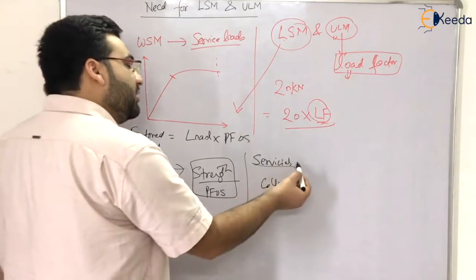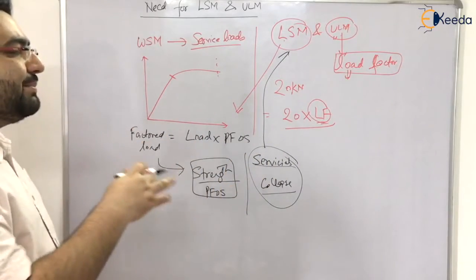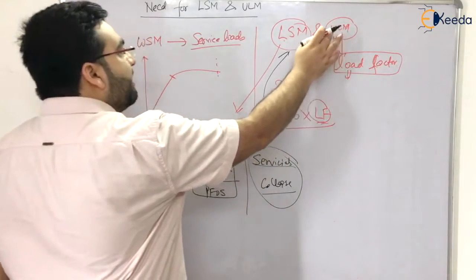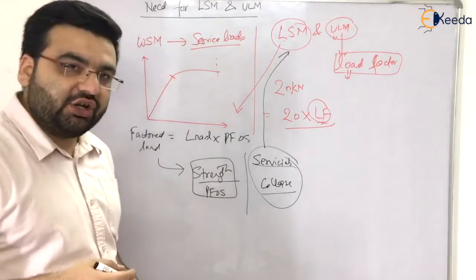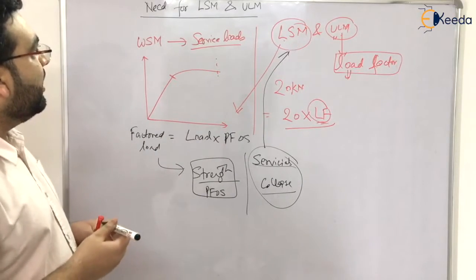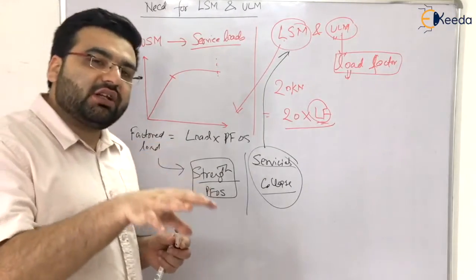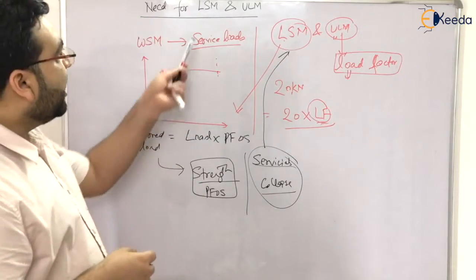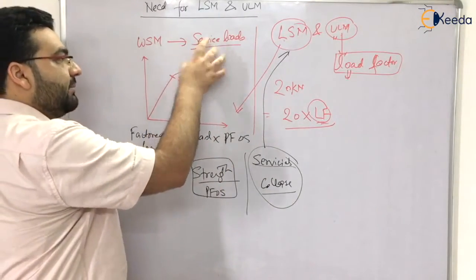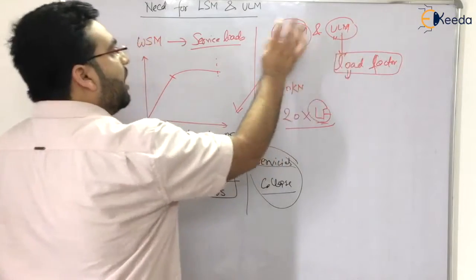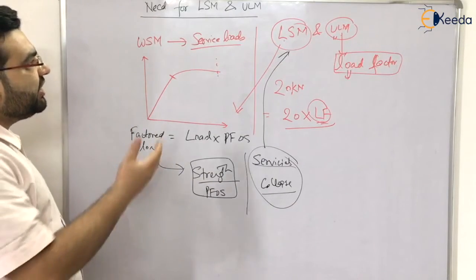Nowadays we are using LSM only because it is a very advanced method. Every factor has been taken into consideration. In ULM and WSM, not all the factors were taken into consideration. So that was the need for LSM and ULM. After the year 2000 recommendations, we are using LSM only. Earlier we started with the WSM, the advancement was ULM, and nowadays we are using LSM. I hope you have understood the drawbacks as well as the need for the LSM and ULM.